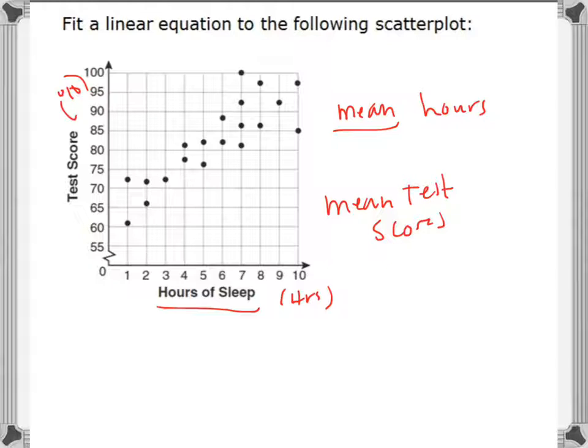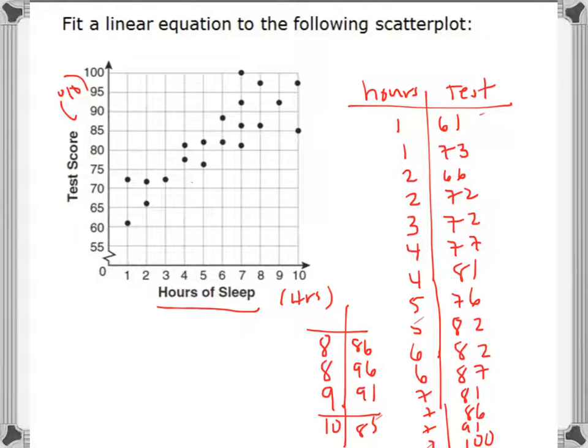Okay, now in order to do that, usually I have this information in a table, but I don't have it in a table, so I'm going to pause the video and put the information in a table. I'll just take them right off. I'm going to estimate from the graph and put it in a table. Okay, so I wrote everything down.